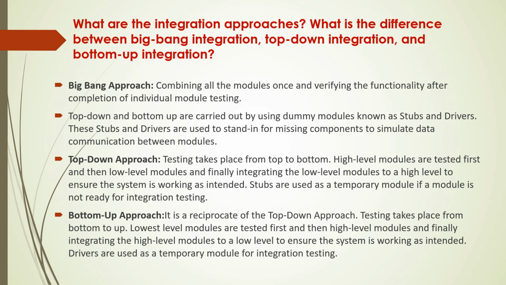The top-down approach takes place from top to bottom. High-level modules are tested first, and then low-level modules. Finally, the low-level modules are integrated with the high-level ones to ensure the system is working as intended. Stubs are used as temporary modules if a module is not ready for integration. The bottom-up approach is the reverse of the top-down approach. Testing takes place from bottom to top. Lowest-level modules are tested first, then high-level modules. Finally, the higher modules are integrated with the lower ones to ensure the system is working as intended, and drivers are used as temporary modules for integration testing. So you understand, right? This is also a great topic to learn in terms of testing.